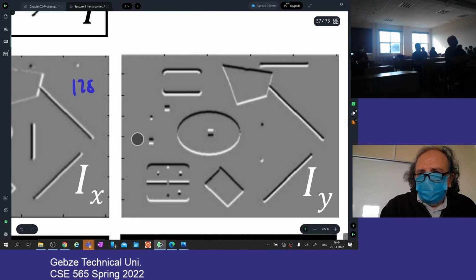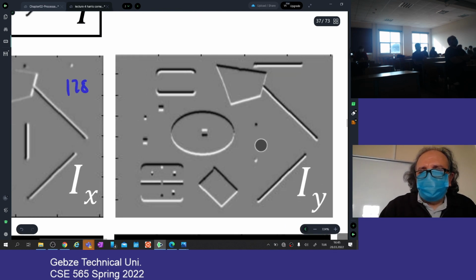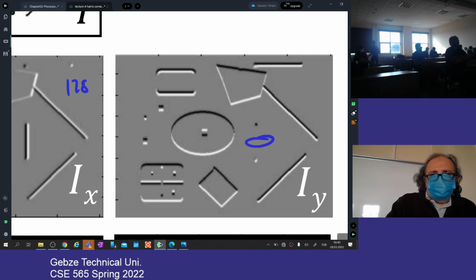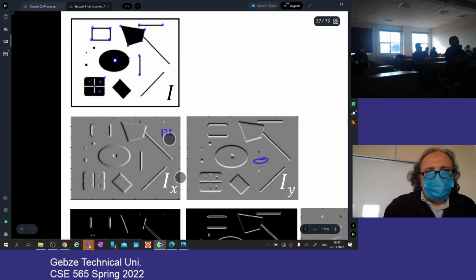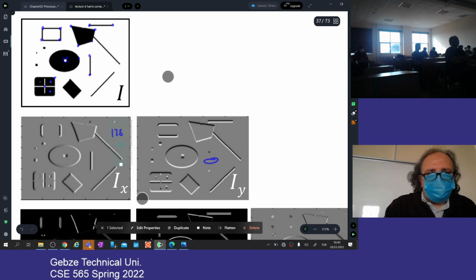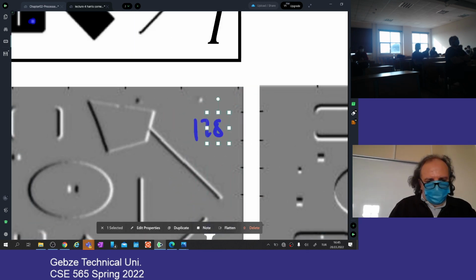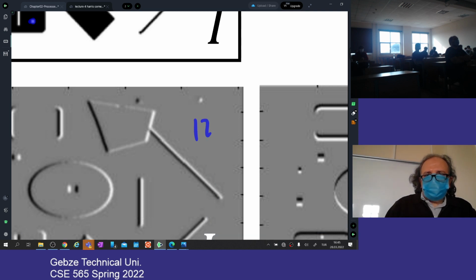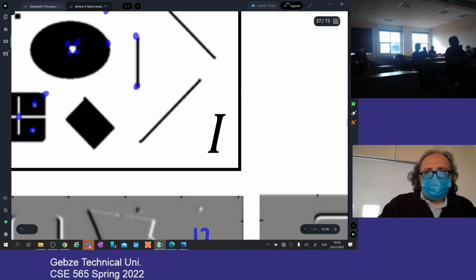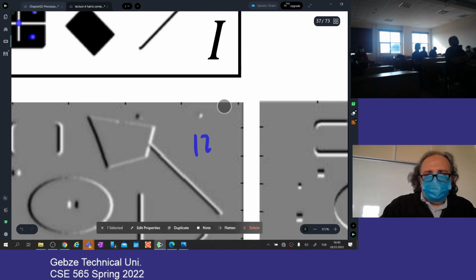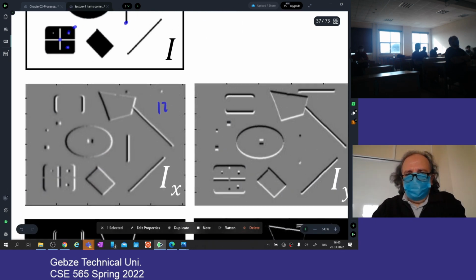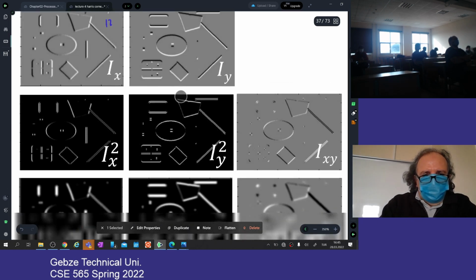This is funny, right? For the y derivative, there is no response in the horizontal axis, but you see it there. Do we have something? Yeah, we lost this one in the Ix dimension. Good. How about this one?